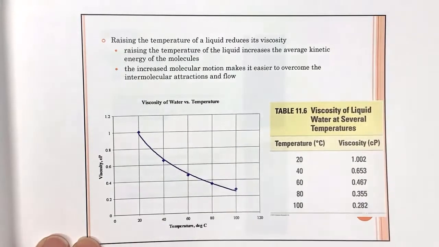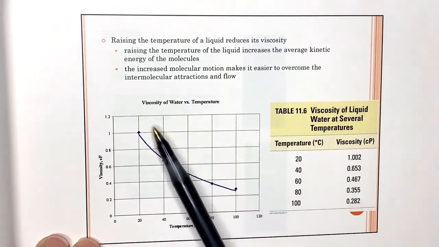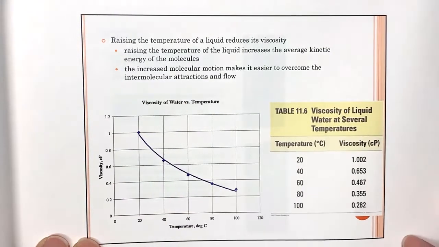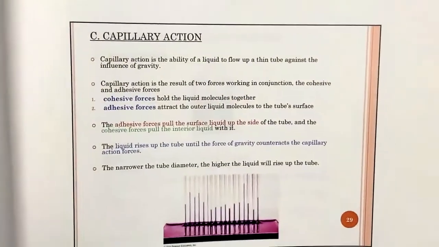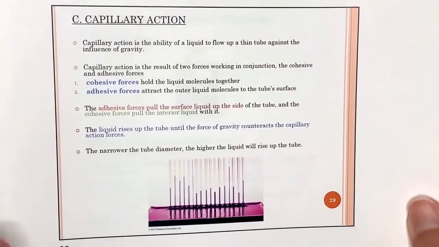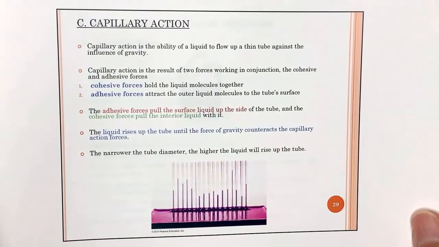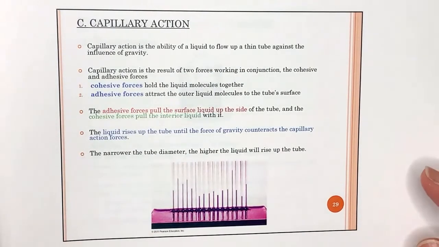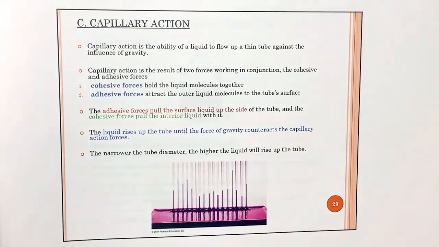Okay, so they show you a picture here, viscosity of water versus temperature, and you actually can see that when they measure viscosity, it comes down as you heat it up. All right, the next one. We've had surface tension, we've had viscosity, all has to do with intermolecular forces. Now we have capillary action. Capillary action is why your water can go up a straw. Okay, or any tube really.